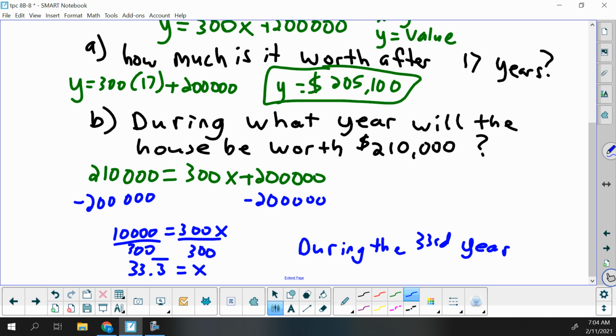If we had had a calendar year at the start, if our x had been, like we had said before, years since 2005, then we would have said that this would have happened during 2038, because that would be 33 years after 2005.